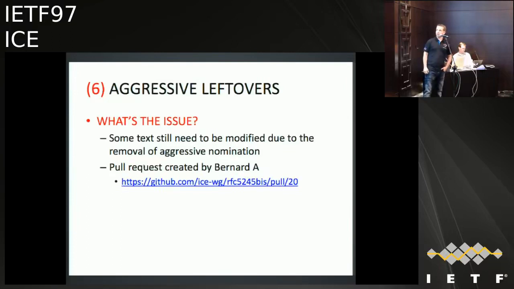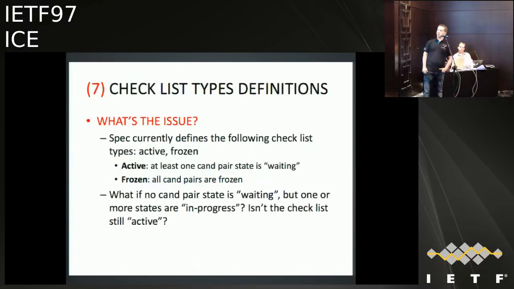This is something else which came up on the list, and I'm going to present it in a little different way. As you know, we have all these states, and then we have checklists. Checklists can be two types. It can be active when at least one of the candidate pairs is in the waiting state, and frozen if all the candidate pairs are frozen. But then the question is, what if no candidate is in the waiting state, but one or more candidates are in the in progress state? My assumption is that we are active then also.